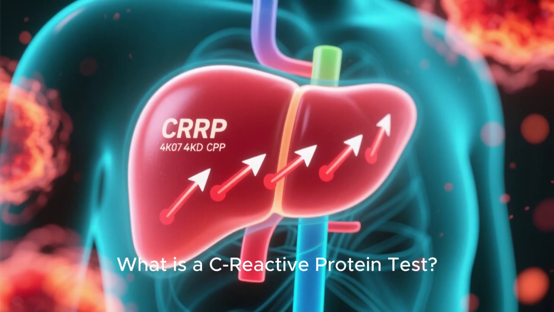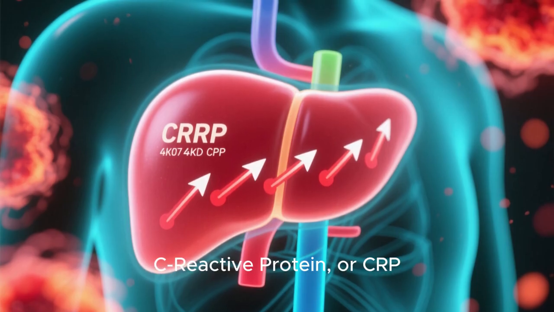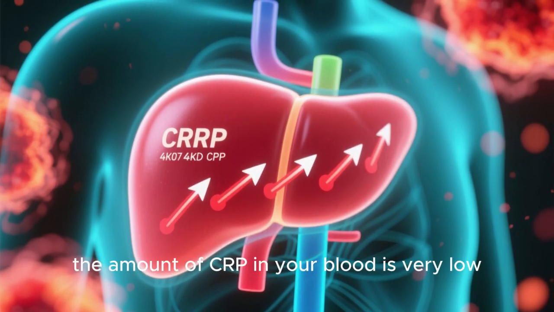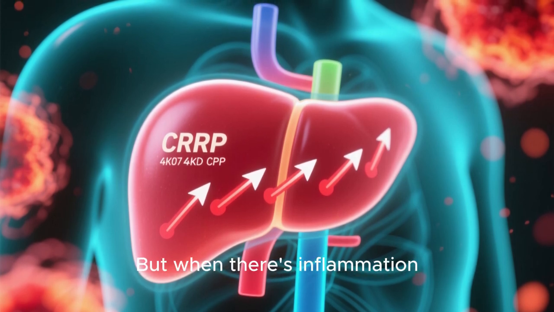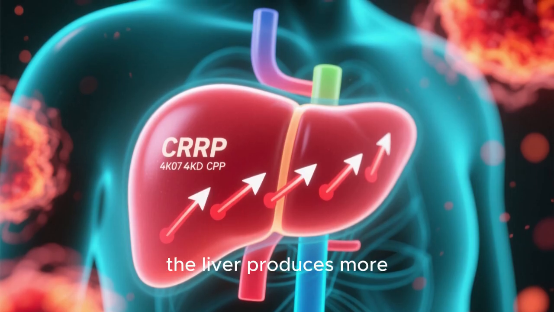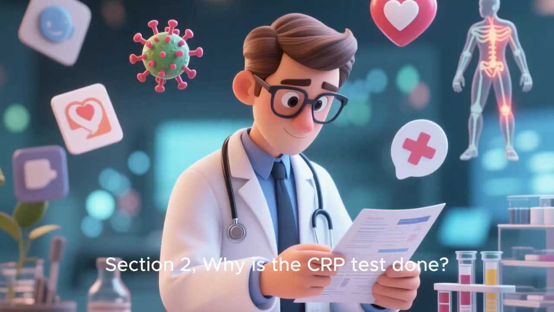Section 1. What is a C-reactive protein test? C-reactive protein, or CRP, is a substance produced by your liver. Normally, the amount of CRP in your blood is very low. But when there's inflammation, whether from an infection, injury, or chronic disease, the liver produces more CRP and the levels in your blood rise.